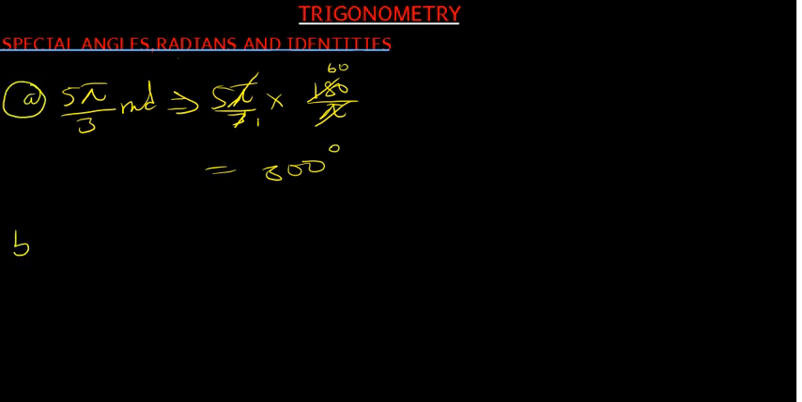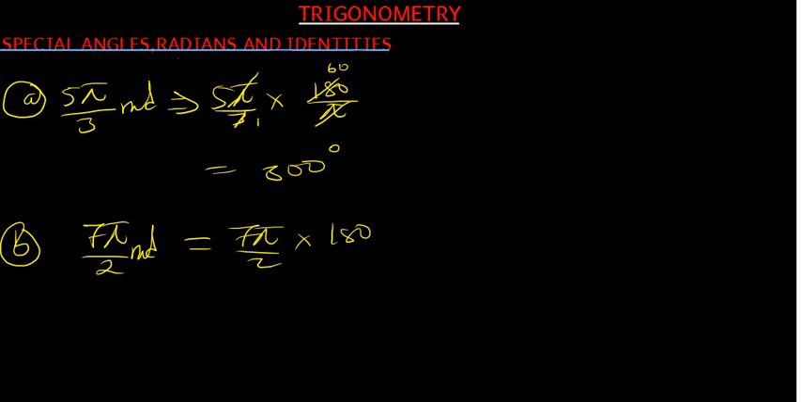Alright. What if we've been given 7 pi over 2 radians? What is this in degrees? So same, we're going to multiply the 7 pi over 2 by 180 divided by pi. Notice that the pi cancels, and 2 into 180 is going to give us 90. So 90 multiplied by 7 gives us 630 degrees. So it will be 630 degrees then.